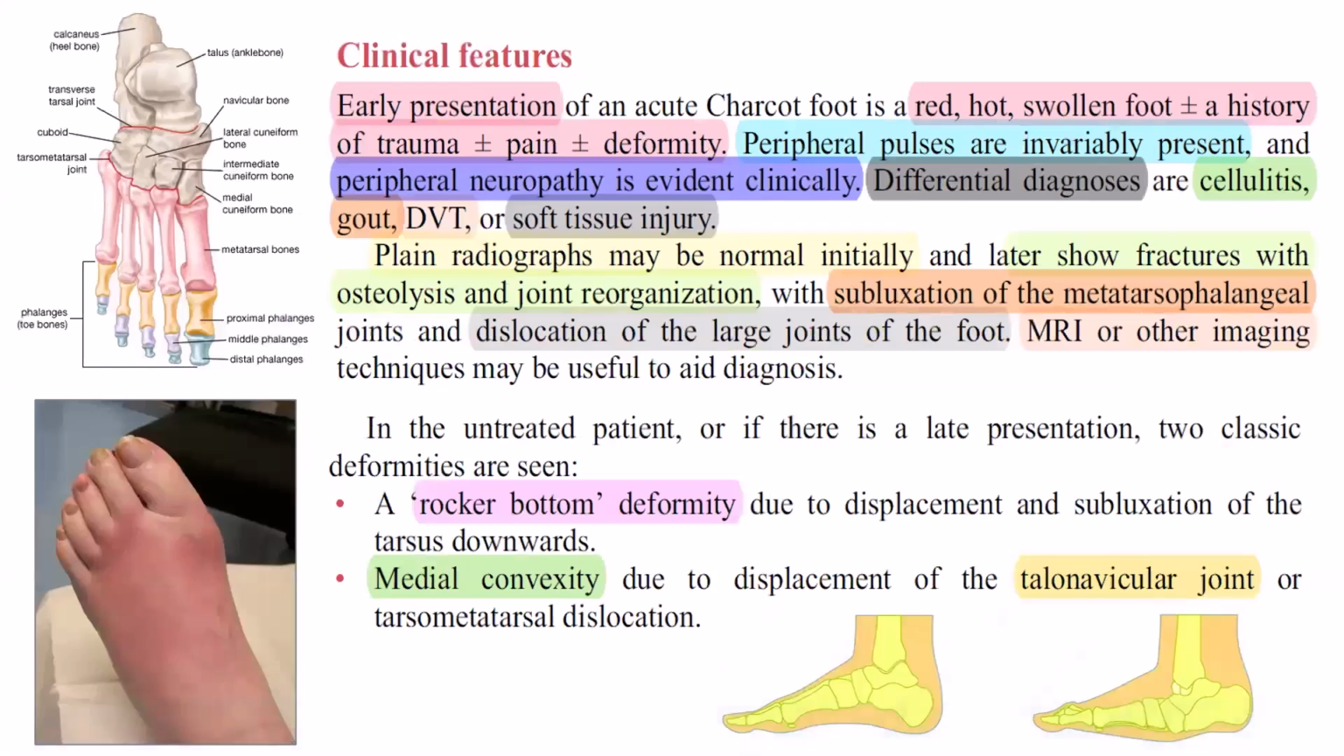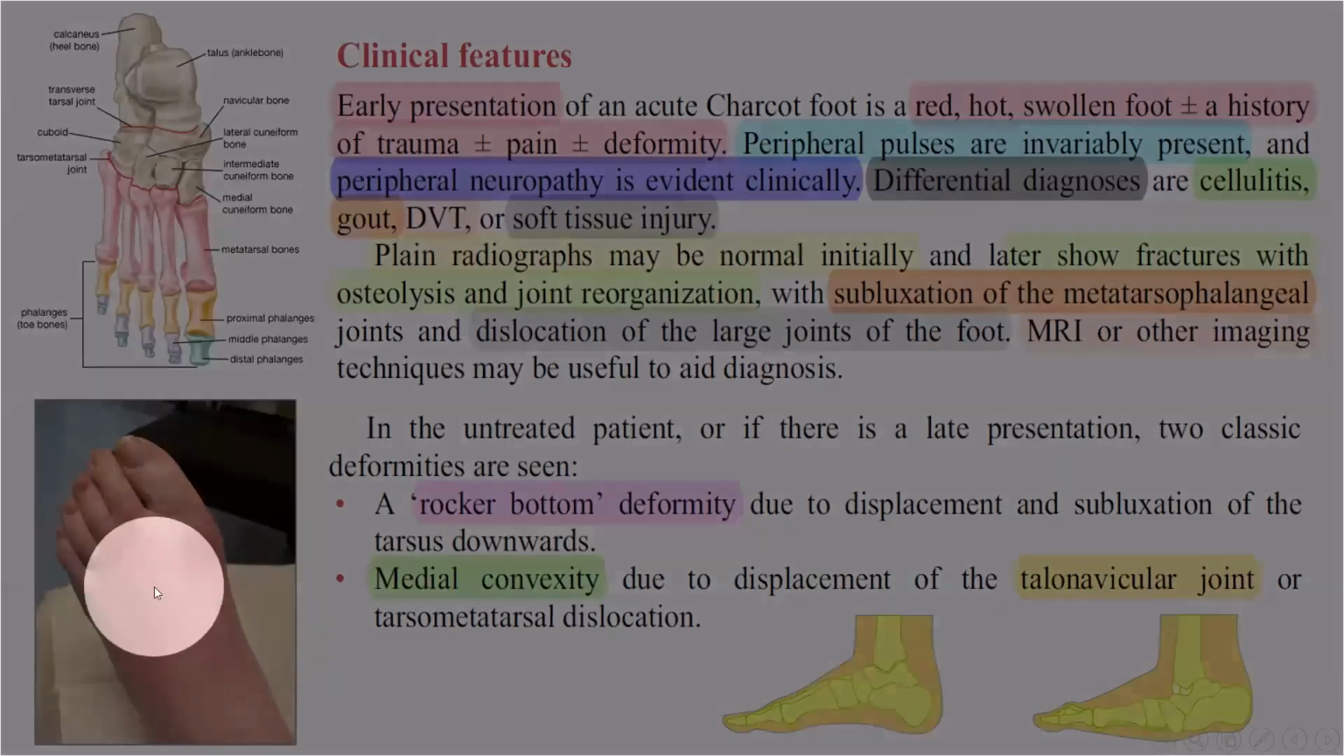It clinically presents with a red, hot, swollen foot with history of minor trauma, plus or minus pain, plus or minus deformity. Peripheral pulses are invariably present, and peripheral neuropathy is evident clinically. For differential diagnosis, we should differentiate from cellulitis, gout, DVT, and soft tissue infection. But in the final exam, this is usually Charcot. If you see an image like this, it is Charcot.